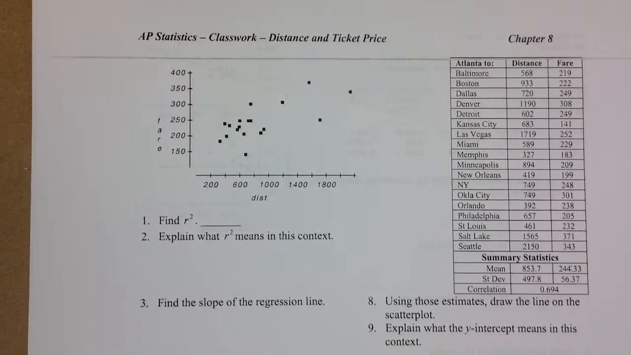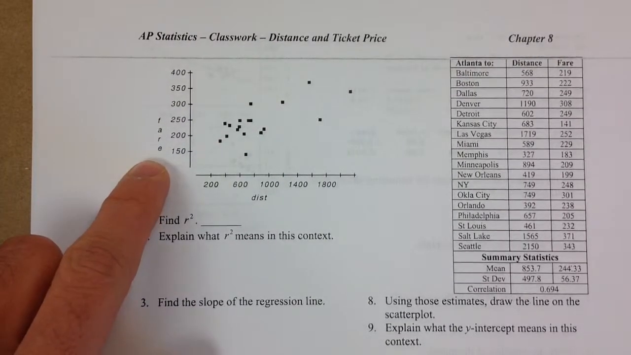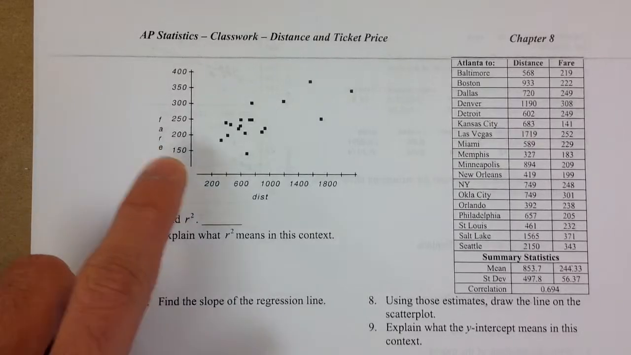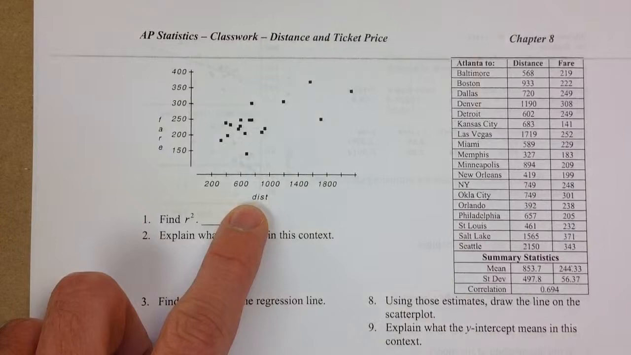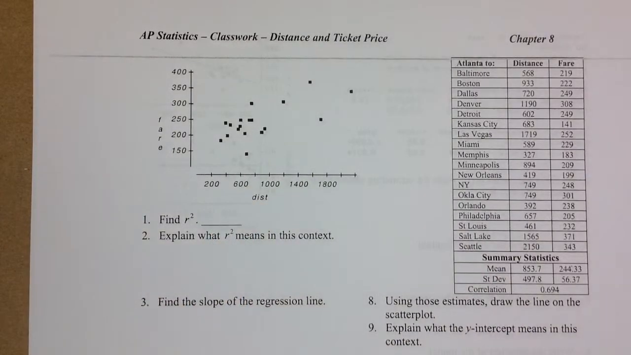So here we're looking at the relationship between airfare in dollars, it looks like, and distance to the destination from Atlanta. And we'll just review some topics. Dylan, could you describe this association, please, between airfare and distance? Positive, linear, moderate and strong. Yes. Any outliers or unusual features?